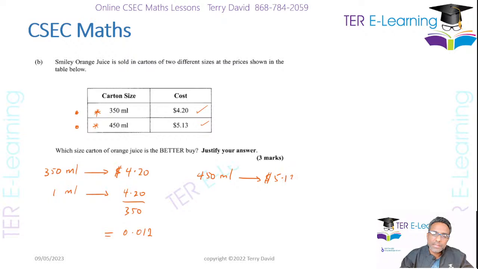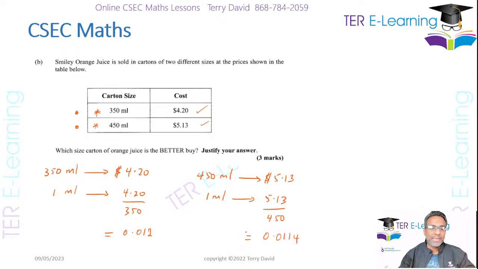$5.13, right? So if we want the cost for 1 milliliter, we're going to say $5.13 divided by 450, right? And that's going to give me, so watch what's happening here, I actually have my answer to 4 decimal places so I can make that comparison. So for 1 milliliter, you're looking for the one that costs less.